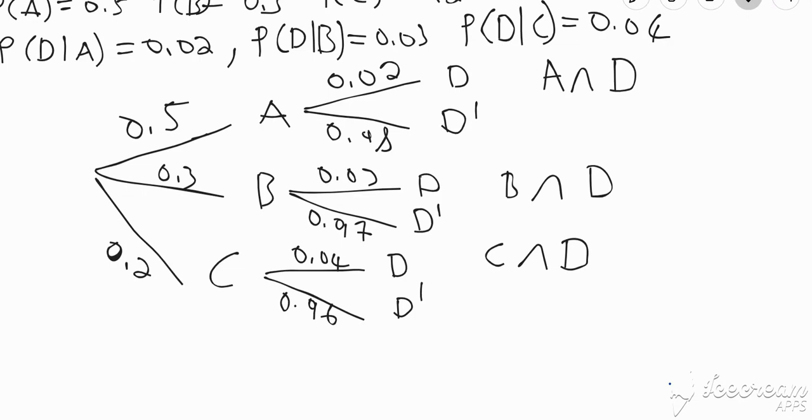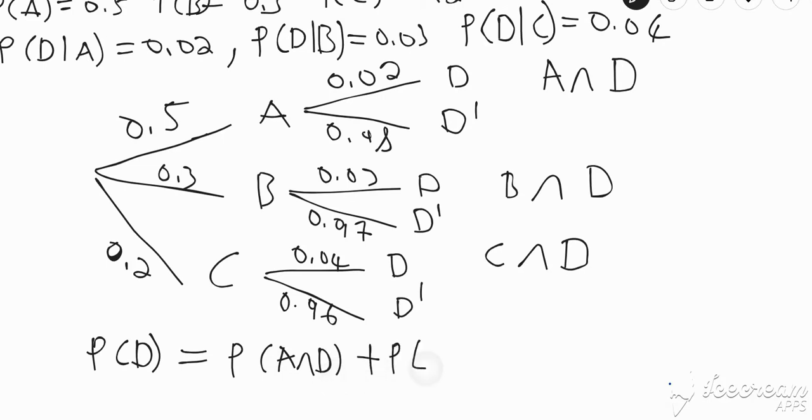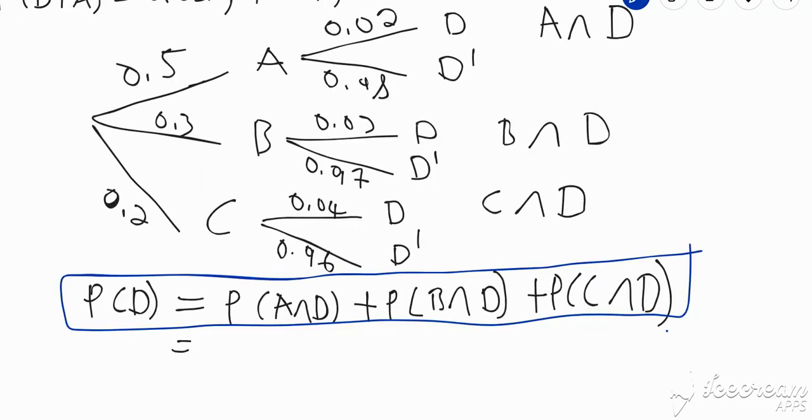So let me write my statement here. It's saying the probability of defective would be equal to the probability of A and defective plus the probability of B and defective plus the probability of C and defective. Based on what I have summarized here, you realize that we could have cut out the probability tree totally. And if you want, we could refine this formula some more to avoid using the probability tree.